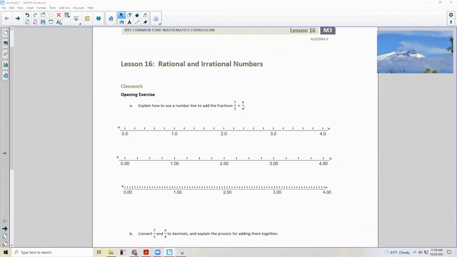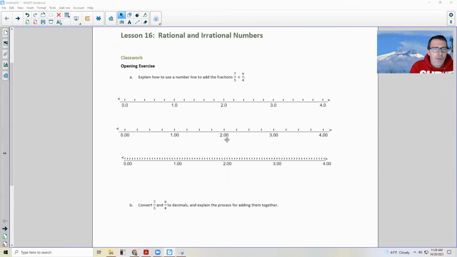Okay, lesson 16 is rational and irrational numbers. Classwork opening exercise says to explain how to use a number line to add the fraction 7/5 plus 9/4. You may recall doing this back in 8th grade, I believe. But anyhow, here we go.